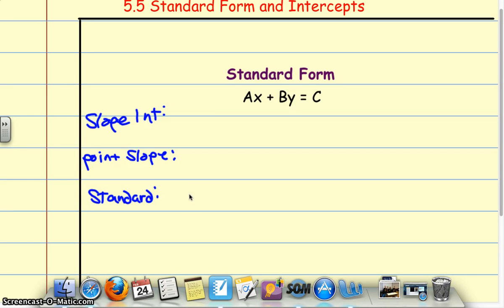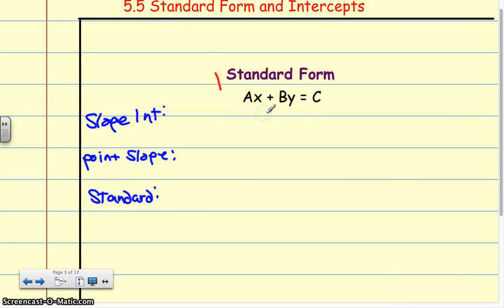Today we're learning about standard form. Standard form is ax plus by is equal to c. That's how we say it. Ax plus by equals c.